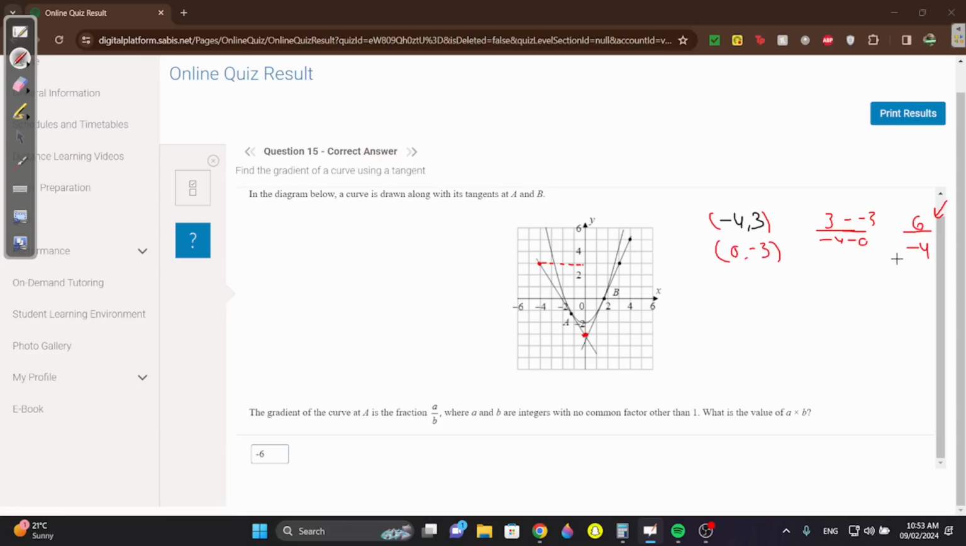Okay, this is not in simplest form, so it's going to be 3 over -2. When they say no common factor other than 1, that means they want simplest form. It's a over b. What is the value of a times b? So what's the value of 3 times negative 2? Negative 6. Okay, that's it. Question 16.